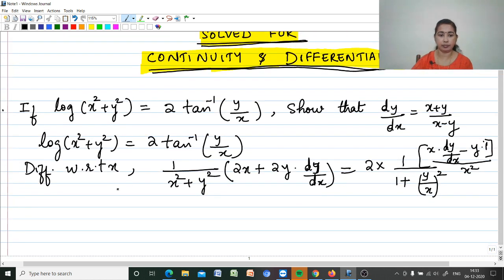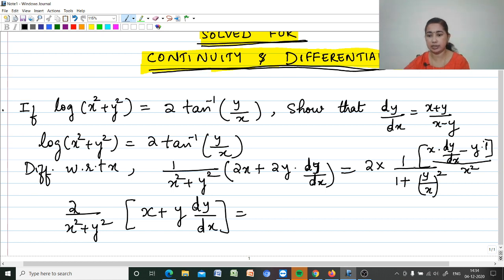Again, left side is 1 by x square plus y square, and you can see that in the numerator 2x plus 2y into dy by dx, the 2 is common, we can take that 2 outside. Remaining we are getting it as x plus y into dy by dx. That is the left side. What about the right side?